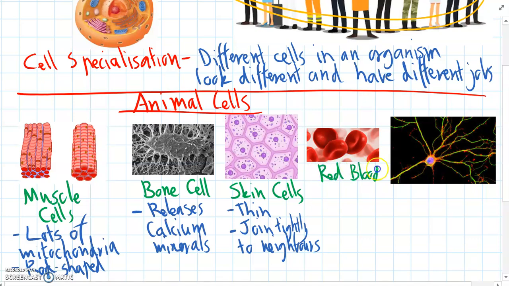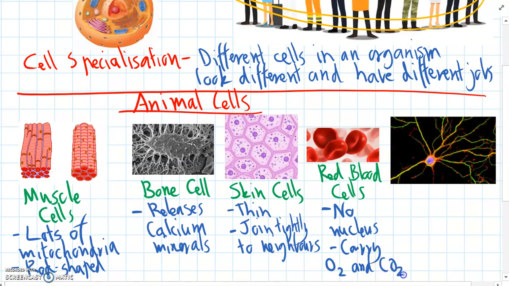The next cells we can see here are red blood cells, and obviously they make up most of our blood, but actually red blood cells don't have a nucleus. Once they mature, the nucleus dies, and they're left with just one job, and that's to carry oxygen, O2, and carbon dioxide, CO2. But that's a really important job for animals. We need oxygen to be transported to all our cells.